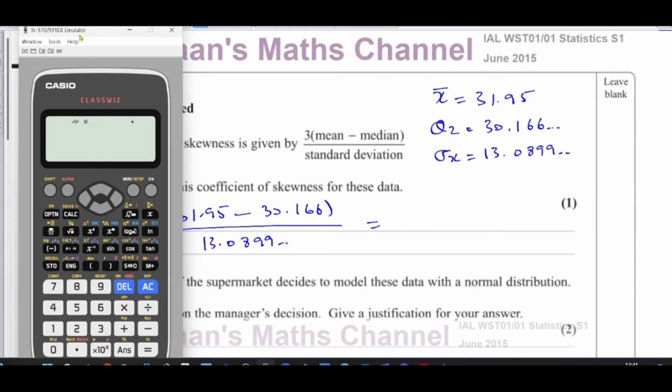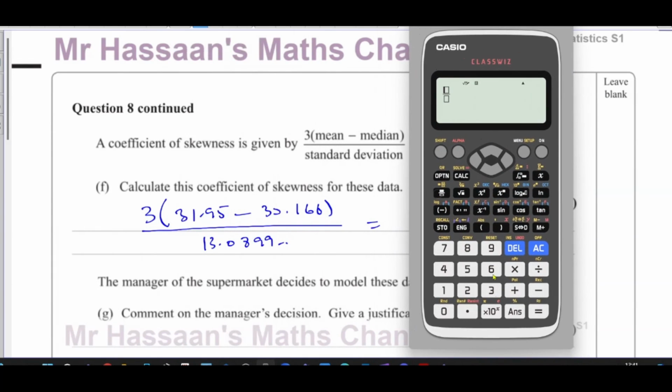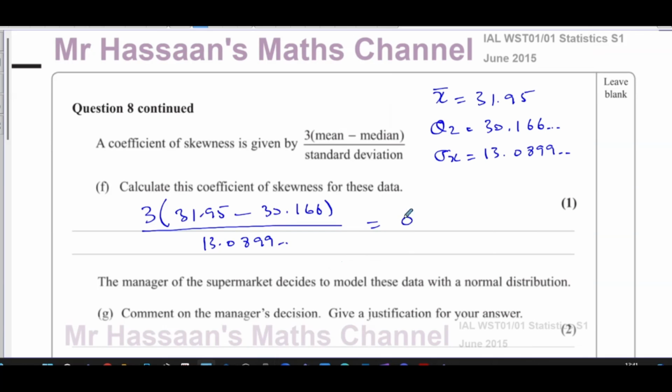That should give us a measure of the skewness. So if we take that, we have 3 times, in brackets, 31.95 minus 30.166, divided by 13.0899. That gives us 0.4088 and it continues. So that's the measure of skewness there.